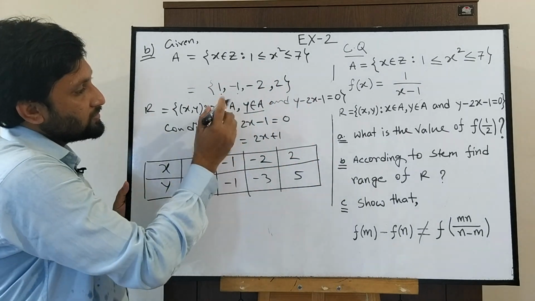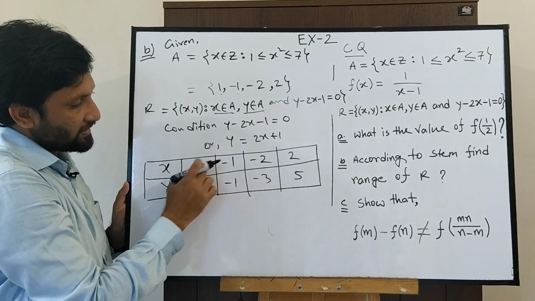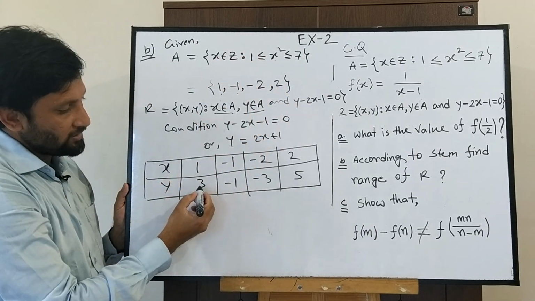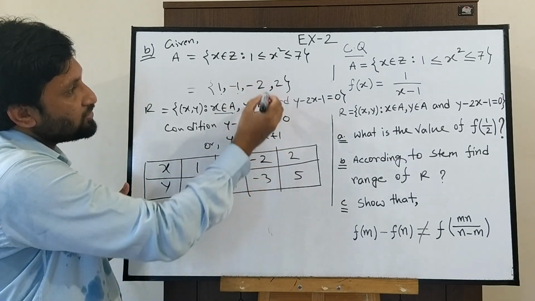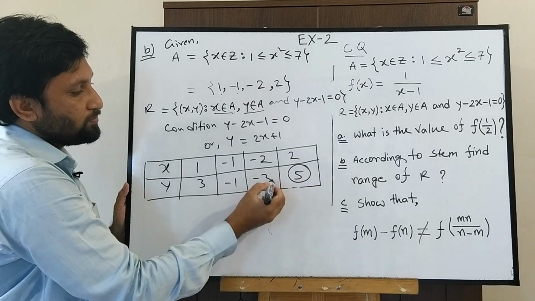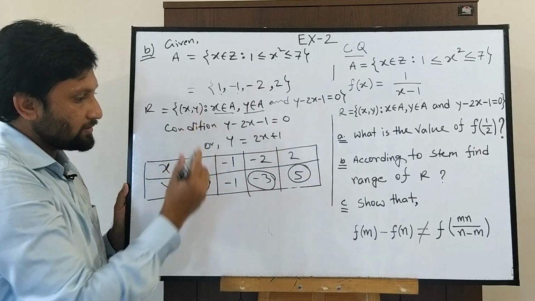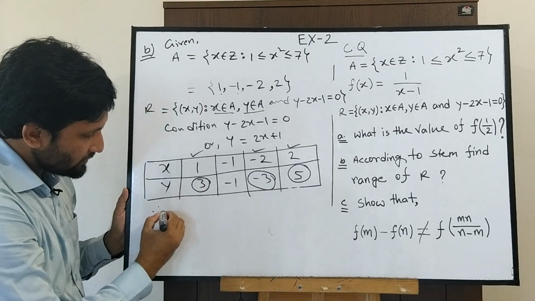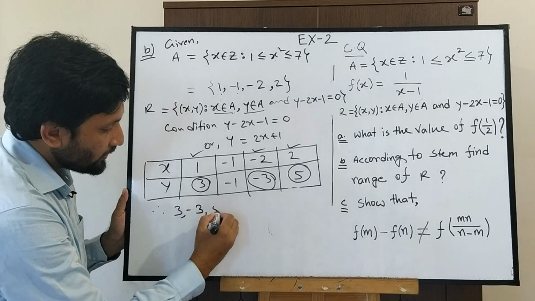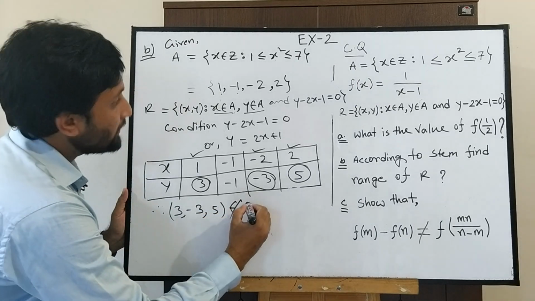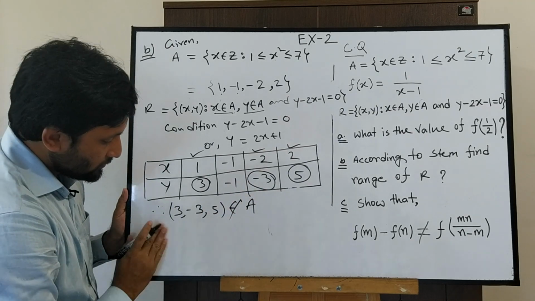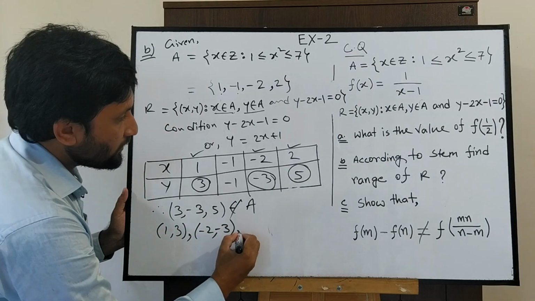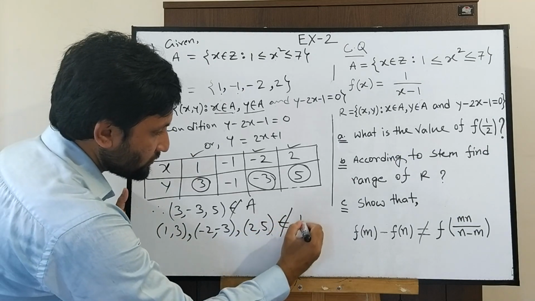But in this relation, x belongs to A and y belongs to A. So the x elements 1, -1, -2, 2 are elements of A, but the y values 3, -3, 5 are not elements of A. Therefore these pairs are not acceptable for the relation R. Since 3, -3 and 5 are not elements of A, the pairs (1, 3), (-2, -3) and (2, 5) are not elements of R.